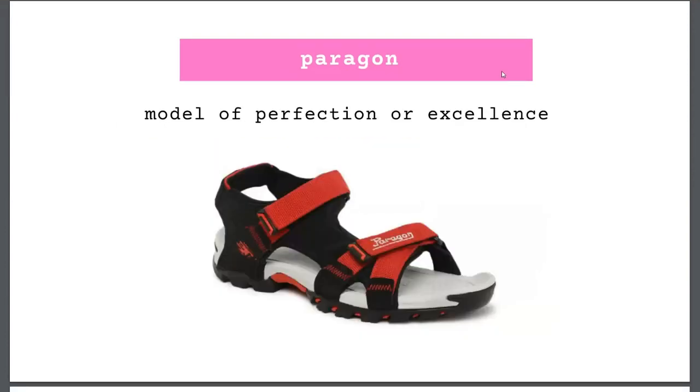Next word is paragon, which means a model of perfection or excellence. So if you have ever used the Paragon slipper or any kind of footwear, you would know that it is a kind of quality thing. So you can connect that paragon is a kind of perfection or excellence in quality, and you can relate it with its meaning. Moving to the next word.